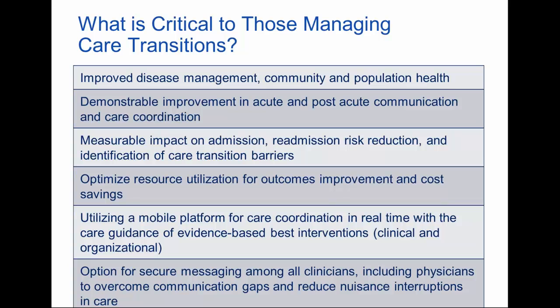And really, looking at care transition barriers, what can we identify from the evidence today that helps us risk stratify and/or measure what is actually impacting these transitions to another level of care? Clearly, all organizations as well as programs are looking at optimizing resource utilization to improve outcomes and cost savings. And then on top of that, how can we use technology available today, such as mobile platforms for care coordination, in a real-time model?